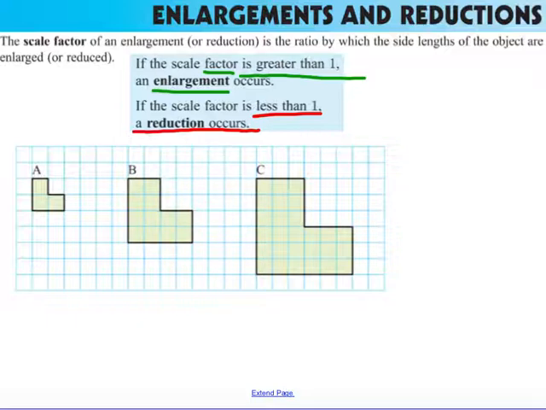So if we were trying to define an enlargement and a scale factor of A to B, where B is the image, we can look at our side lengths. So we can see that this side length of A was 1, and this side length was 2. So what scale factor do you get to get from 1 to 2? Well, that would be a scale factor of 2.